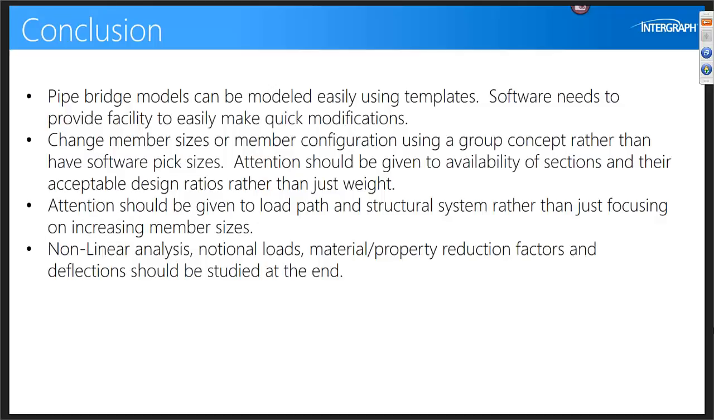For example, is that section even available on site, or would it interfere with any existing piping? You have to pay attention to the load path. For example, what's causing the structure to fail, and then modify the structural system so that it'll pass. When you reach that stage, that's a good point to proceed with the complicated analysis or the nonlinear analysis, assign notional loads, material property reduction factors, see deflections, and so on.